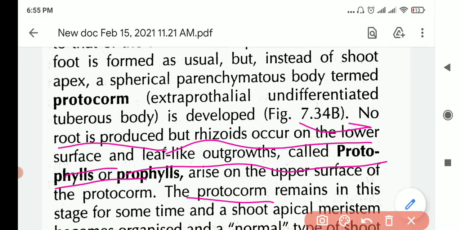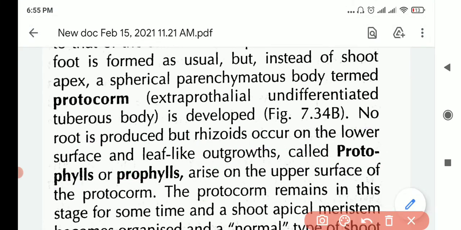If you remember the gametophyte, there are no roots. So there will be no roots, but there will be rhizoids, and there will be leaf-like outgrowths known as prophylls or protophylls, which come out from the upper surface of the protocorm.